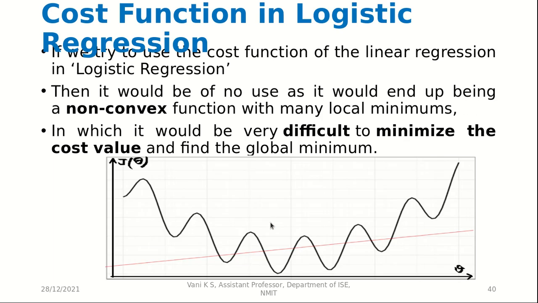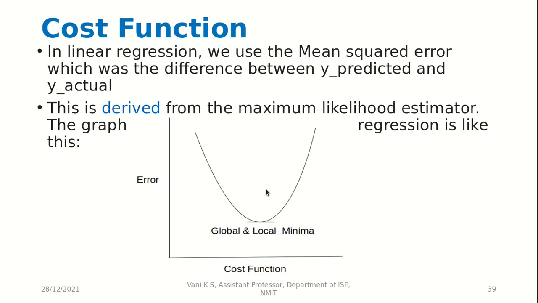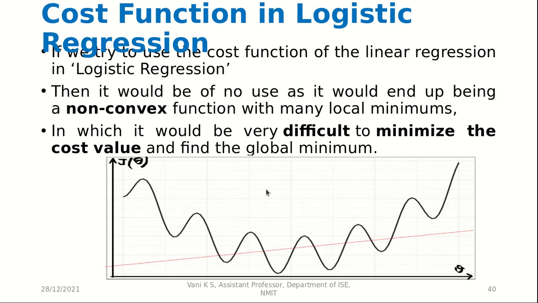Then what happens if we have a certain model like this, performing like this? Now here the global and local minimas are different. Earlier the global and local minima was the same point. Here the global minima and local minima are different. Now what do we do here?